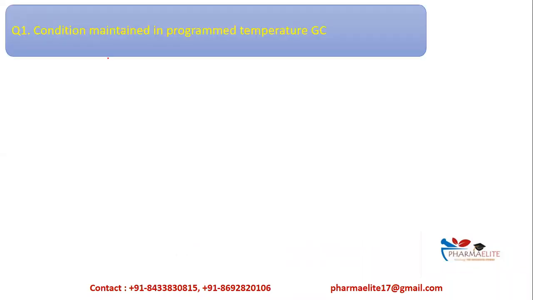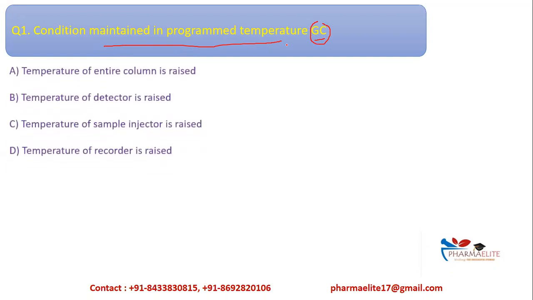The condition which is maintained in programmed temperature GC, that is gas chromatography. Which condition do we have to maintain in programmed temperature GC? Temperature of the entire column is raised, temperature of the detector is raised, temperature of sample injector is raised, temperature of the recorder is raised.